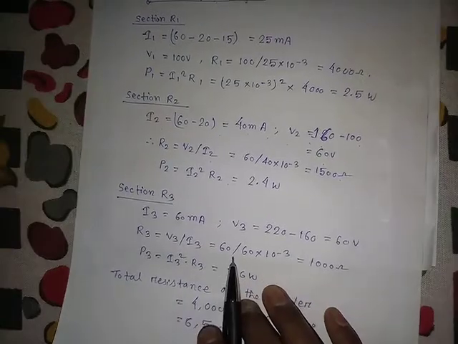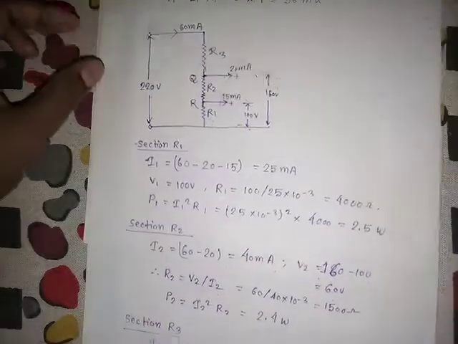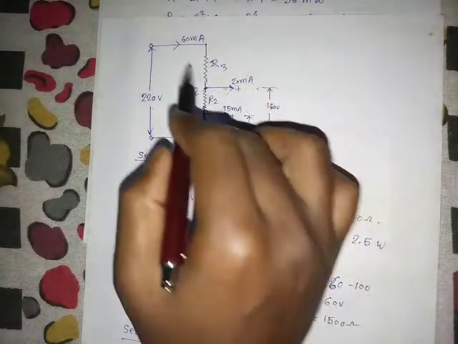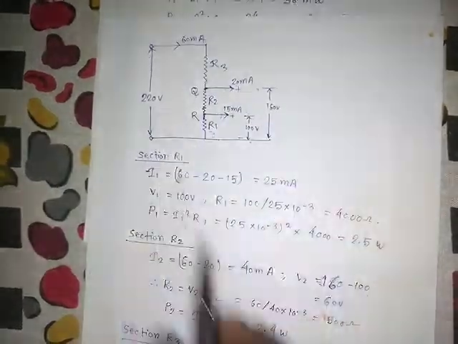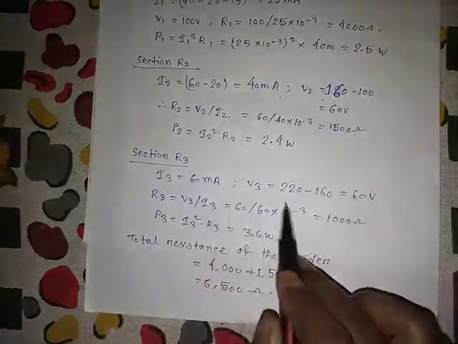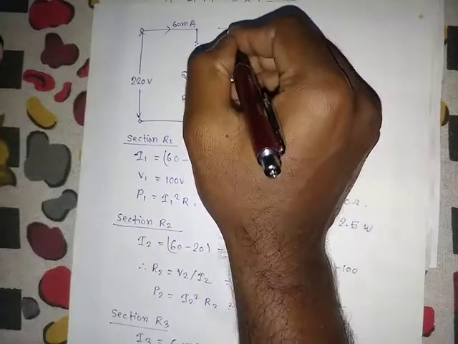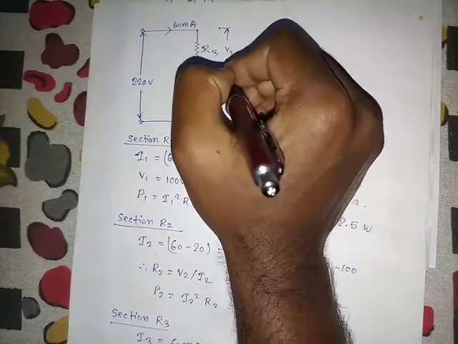Now going to our last section. In the last section, first of all, in the R3 part, only 60 milliampere current is incoming. So we are considering 60 milliampere. What is our V3? That is only this part's voltage, V3.